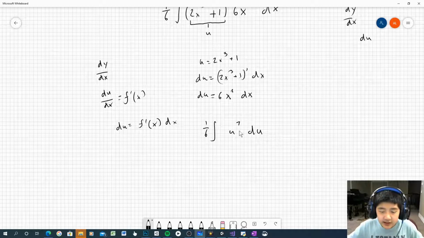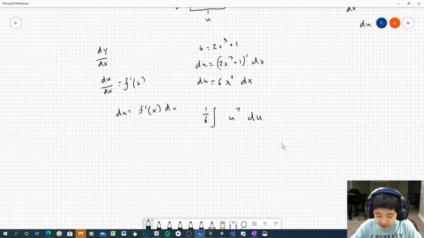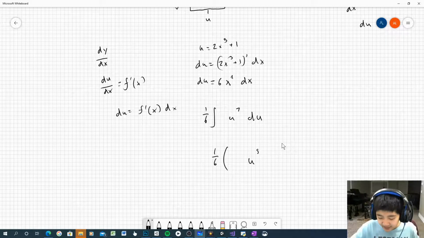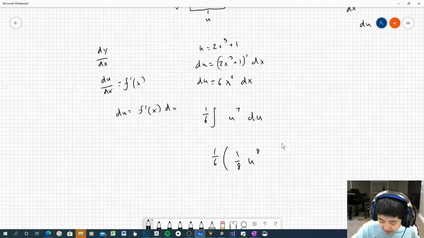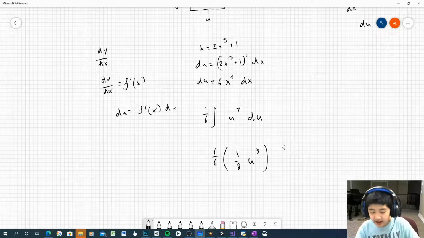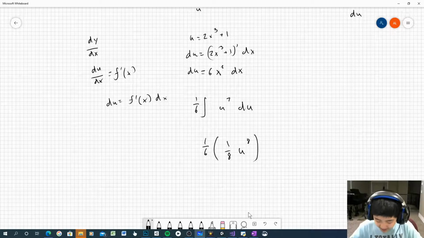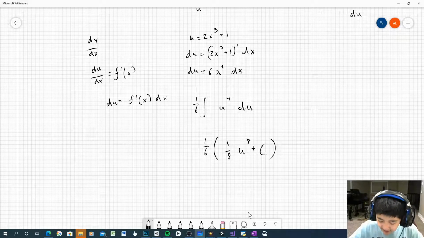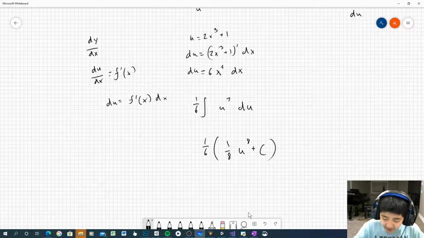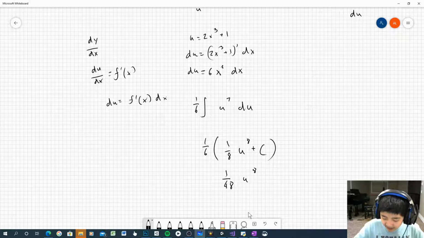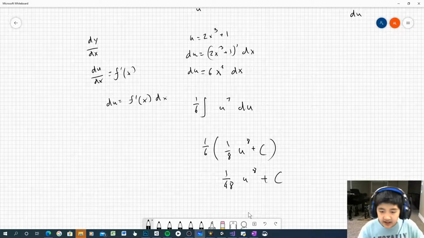Okay, so what's that? You can just use the fundamental theorem of calculus. So it's 1 over 6 times u to the power of 7 plus 1, which is 8, and then we put 1 over 8 over here. This is what we're going to get. Well, we should actually add a plus c because this is an indefinite integral. 1 over 6 times 1 over 8 is 1 over 48 times u to the power of 8 plus c. And that is our answer.